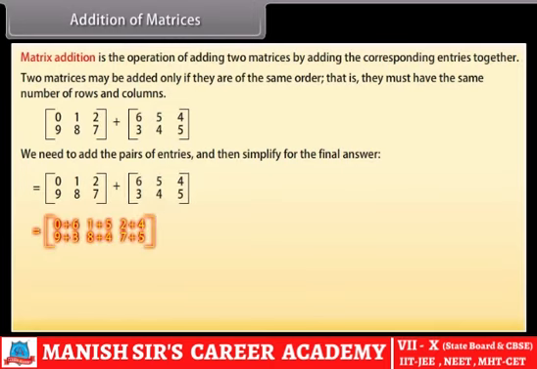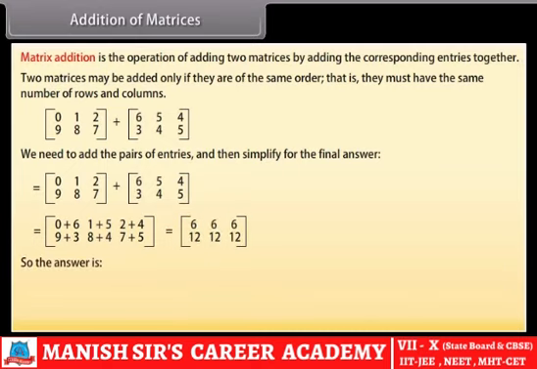Row-wise, first row 0 plus 6, 1 plus 5, 2 plus 4. Second row 9 plus 3, 8 plus 4, 7 plus 5 is equal to row-wise, first row 6, 6, 6, second row 12, 12, 12. So the answer is row-wise, first row 6, 6, 6, second row 12, 12, 12.